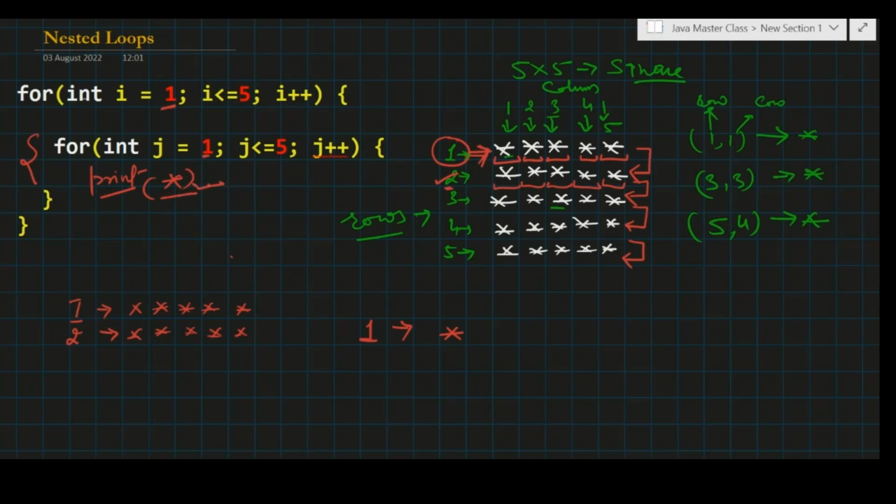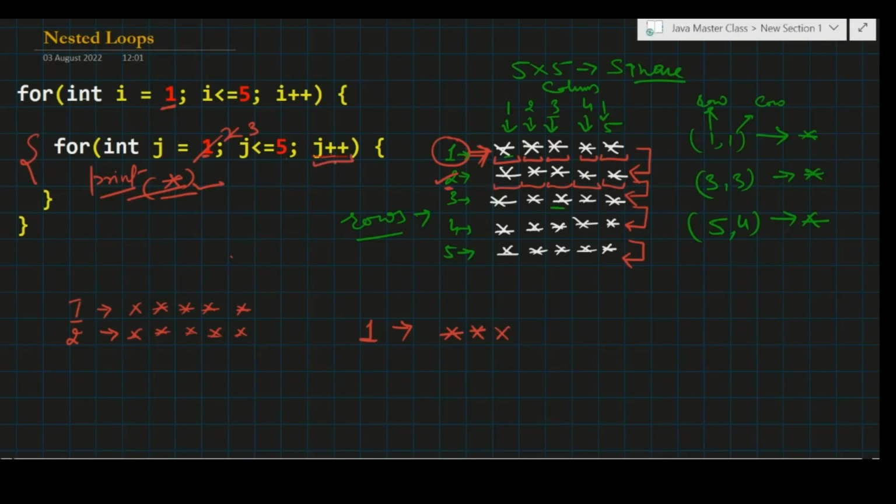Once this star is printed, the value of j will be incremented. The value of j was 1 earlier, so it will be incremented to 2, and 2 is less than 5. Condition true, the code block will be executed, we will again print our star. So again the value of j will be incremented, it will be 3, 3 is less than 5, condition is true, we will again print star.